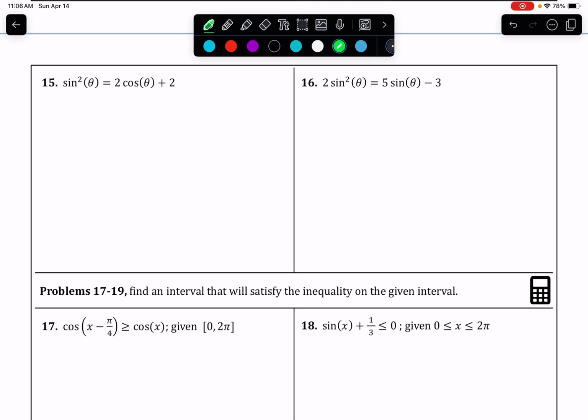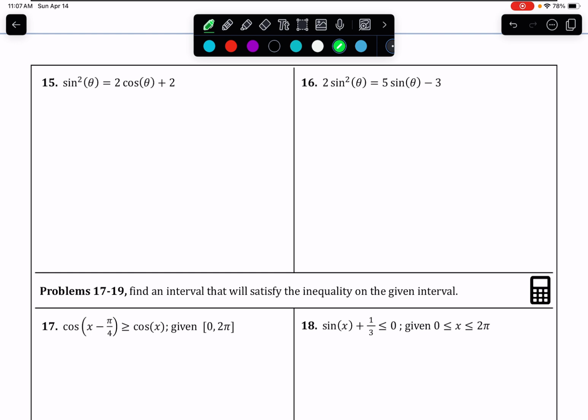This is Mrs. Davis. This is AP Pre-Cal. We are working on Unit 3B review, and we are ready to start number 15. Okay, and we're still on the same directions to solve these trigonometric equations.